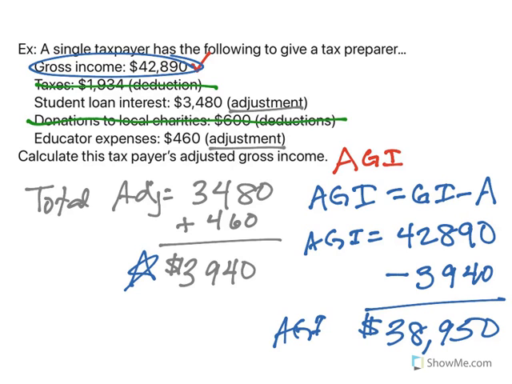So from there, we would deal with deductions, then we would have our taxable income, and then we would calculate how much taxes we owe. And that, my friends, is just the beginning of paying taxes.